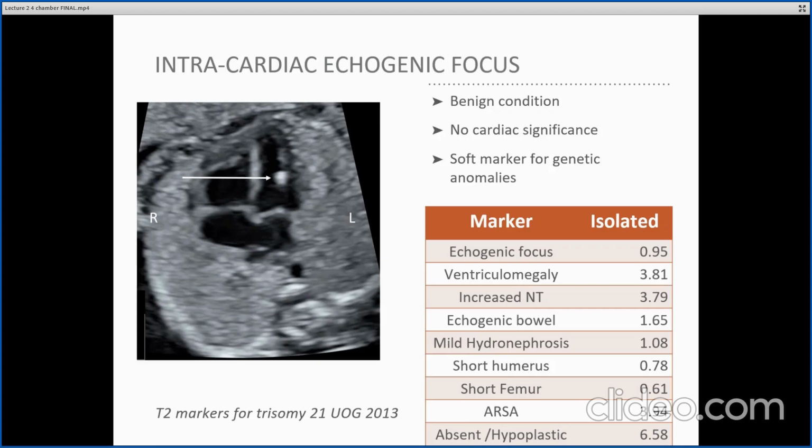Now, our policy for these lesions is that we reassure the patient from the cardiology perspective, but we recommend a detailed survey for other markers, and if these are present, according to the fetal medicine consultant, further evaluation may be done.